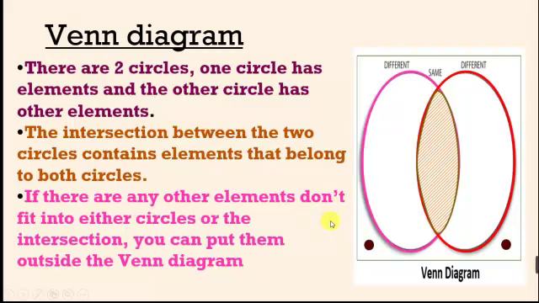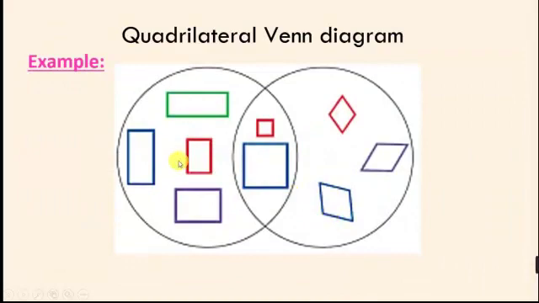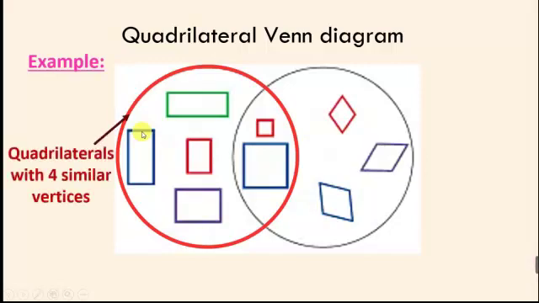Okay, let's see an example. As you can see here, I have the first circle. I have quadrilaterals, rectangles, and squares here. And in the other circle, I also have quadrilaterals. But are they the same as in the first circle? No, they are a rhombus, a parallelogram, and so on. What can I say about the shapes in the first circle? They are quadrilaterals with similar vertices.